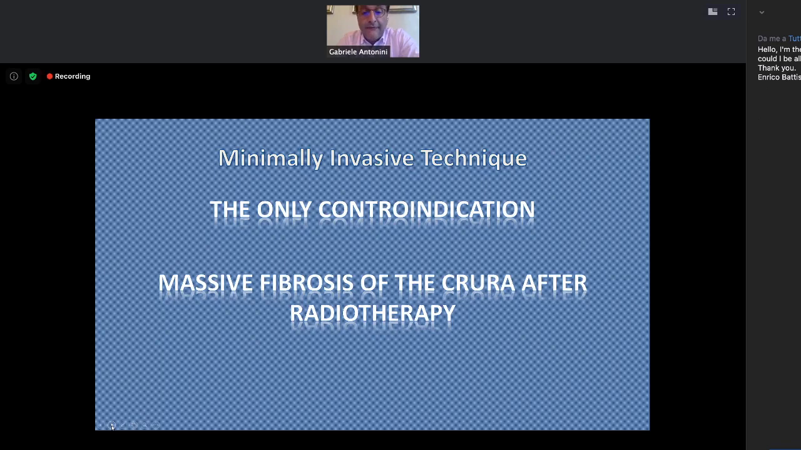If you have the higher approach from the infrapubic part, the length of the incision between the corporotomy and the distal part of the crura is 11, 12 centimeters. And if you haven't a good ability, the risk of a failure during the dilatation is very high. So the disease is the only contraindication, but only if you haven't a good experience in penile prosthesis implant. Next.